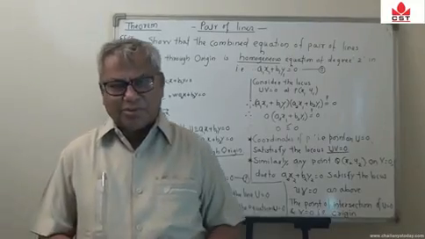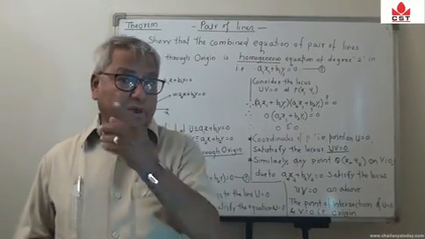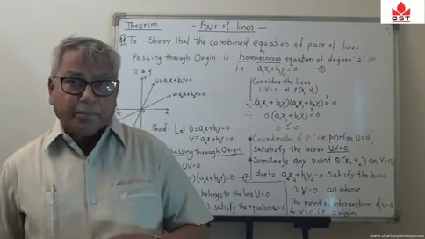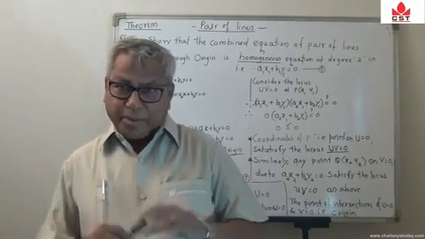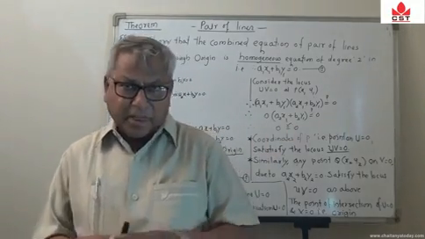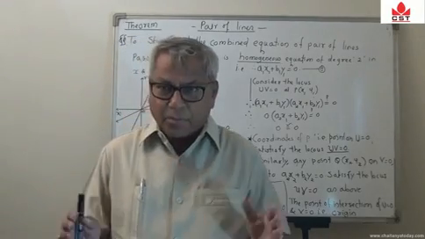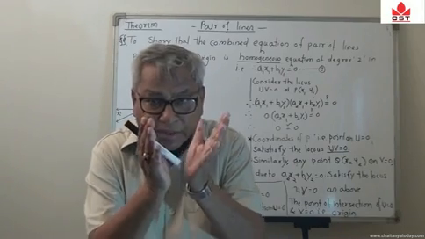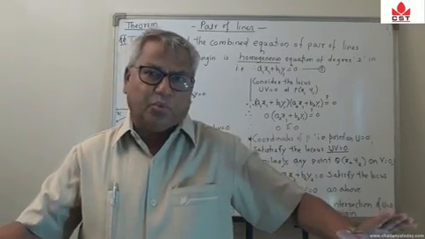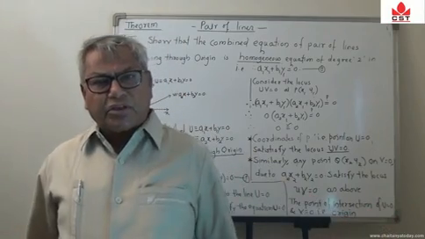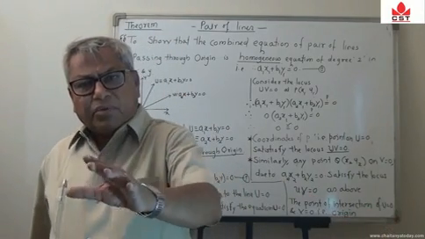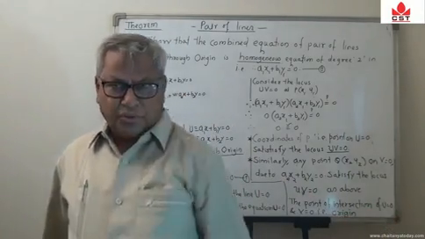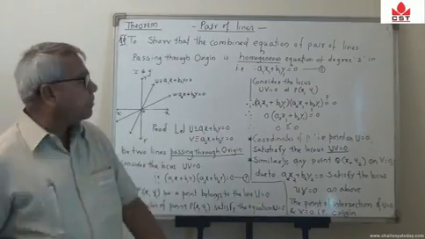Hi students, we are going to study today the chapter Pair of Lines. Pair means a combined line. There are two types of pair of lines: the combined lines passing through origin and the lines which are not passing through origin. First we discuss the lines which are passing through origin. So now first clear up regarding it.